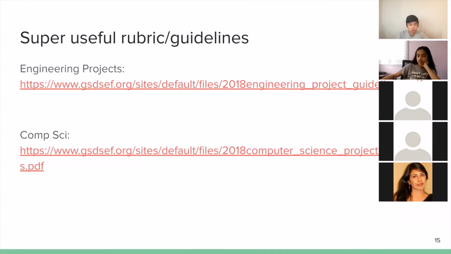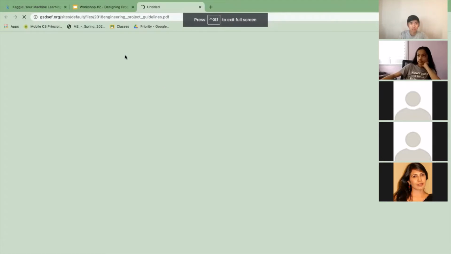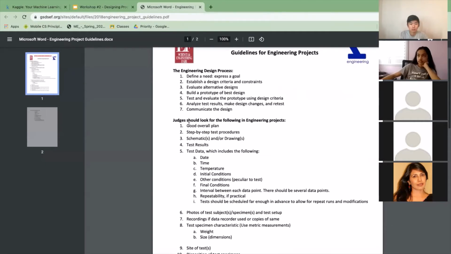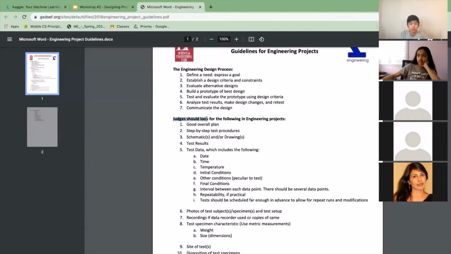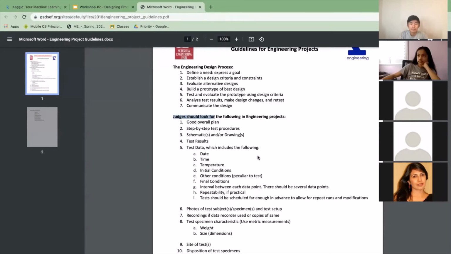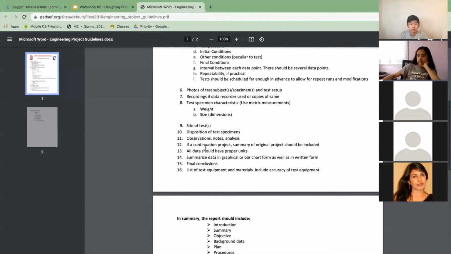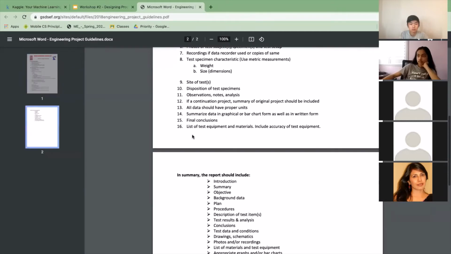And these are some really useful rubrics or guidelines that are on the GSD-SEF website. Basically, if you open them, they're just a list of things that you want to do in these experiments. And if you just follow these lists in doing your project and get all of these conditions or guidelines down, then your project is going to be much better.